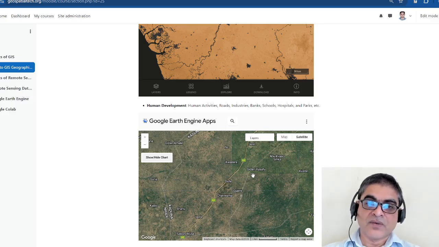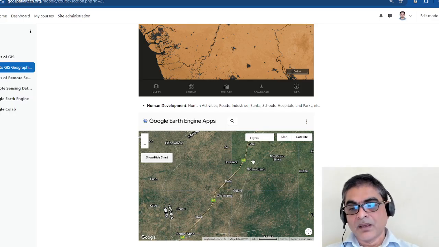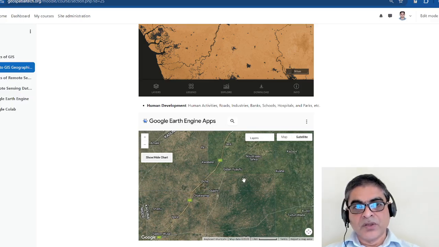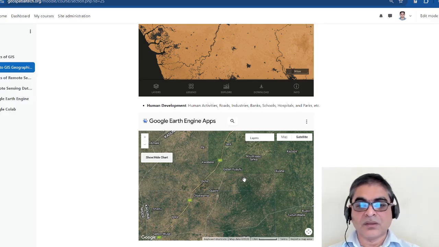You can say why my area is declining in light and electricity. And then the planners can plan, okay, we need to develop this area because here light is less and people are living, and because of less light their activities are being affected. So GIS can help in that way also.